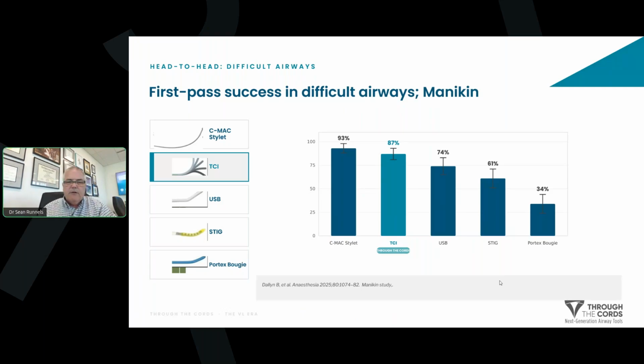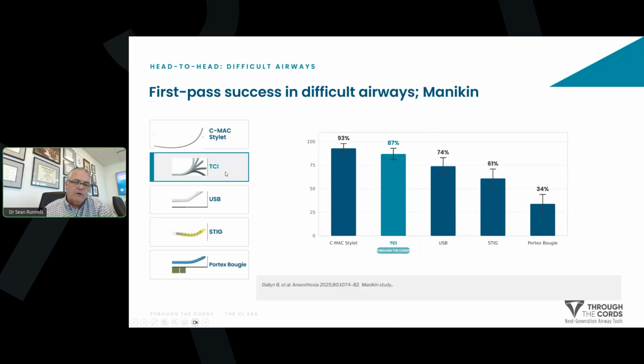Okay, this is a study in mannequins made to have difficult airways, performed by Dylan in the UK. Many of you would be familiar with this study. They compared different tracheal access equipment with difficult airways. The way they made the airway difficult was they used a mannequin where you could actually make the glottis anterior.